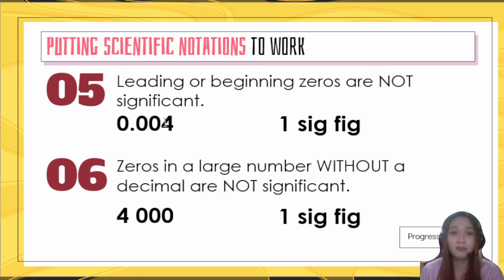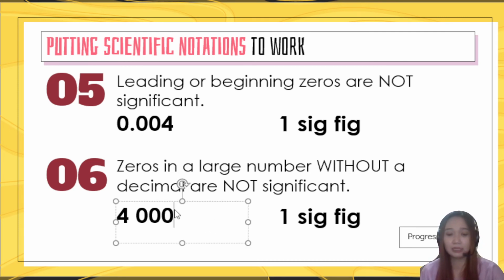And then next, number 5, leading or beginning zeros are not significant. So, if we have zeros before a non-zero quantity, it is not significant. So, for this example, isa lang yung sig fig natin. And then last, zeros in a large number without a decimal are not significant. Okay, so 4,000, wala tayong decimal point, 1 sig fig lang. What if naglagay tayo dito ng decimal point?